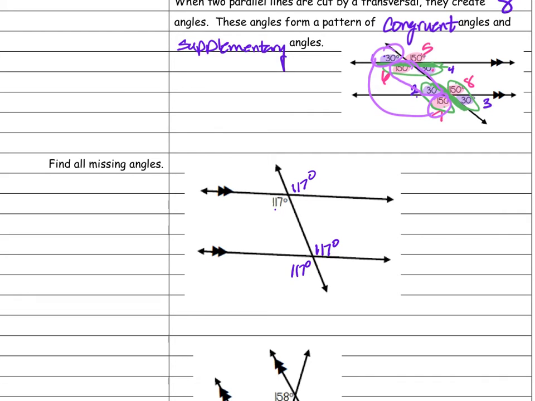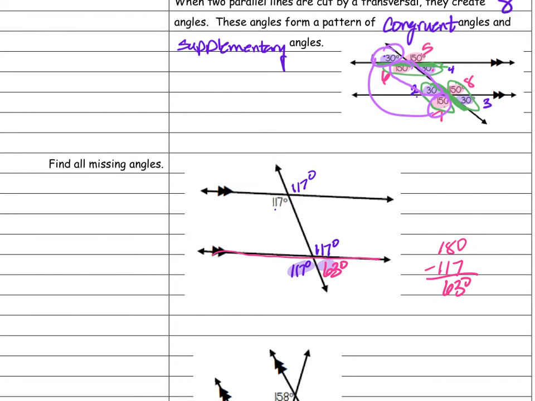Okay? And then, look, this one and this one form 180 degrees. So I can say 180 minus 117. Let's find out what that is. Got to get out my calculator here. 180 minus 117 is 63 degrees. So this is 63 degrees because those two form this parallel line.